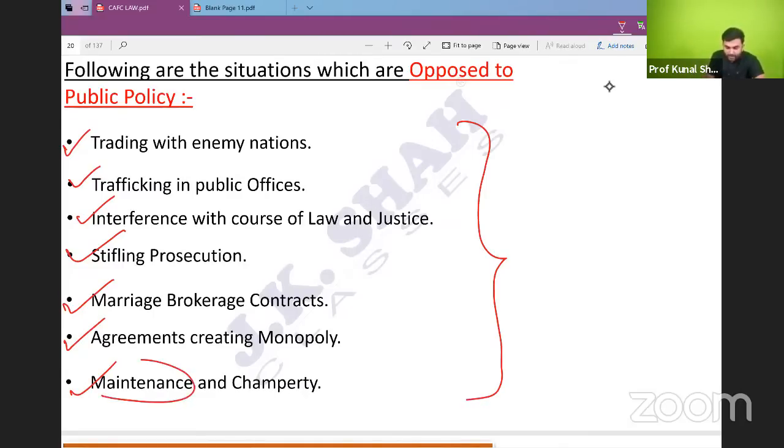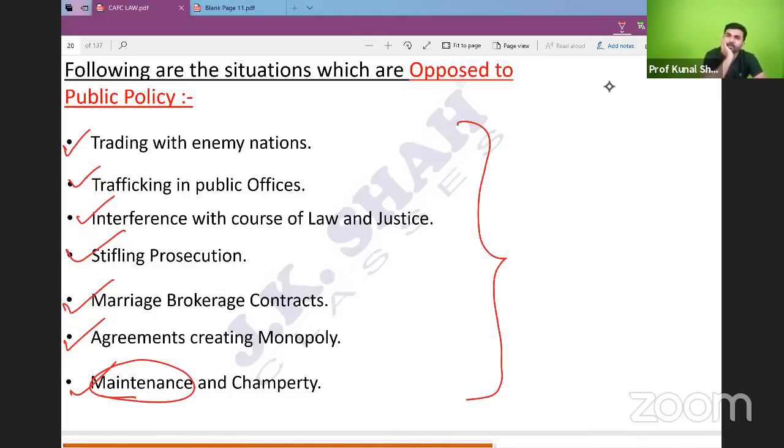What is maintenance? Maintenance means to file a case indirectly, to maintain a suit indirectly. Over here, I was very much jealous of a person called Mr. Shah Rukh Khan. I wanted to defame him. So what did I do? I approached a girl and told her to file a fake case against Shah Rukh Khan, that he has misbehaved with her. Actually, he had not done this thing, but I told her to file a fake case so that the goodwill of Shah Rukh Khan gets defamed.